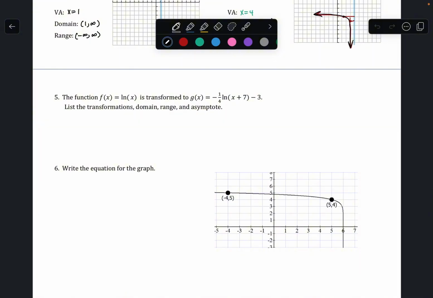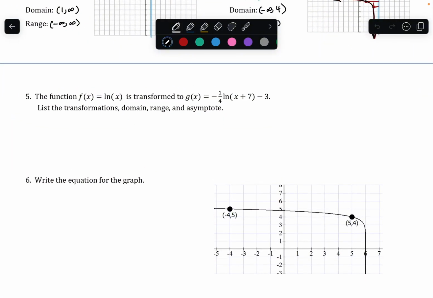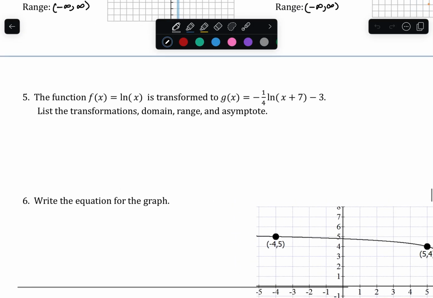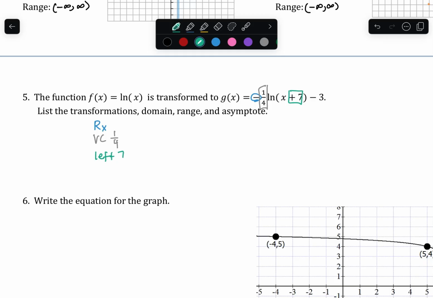All right, on this last page, the function f of x equals natural log of x is transformed to g of x. List the transformations, domain, range, and asymptote. So here we have a reflection across the x-axis, a vertical reflection, and then we have a vertical compression by 1/4. Jumping inside the log, we have a left 7 and a down 3. Okay, so those are our transformations.